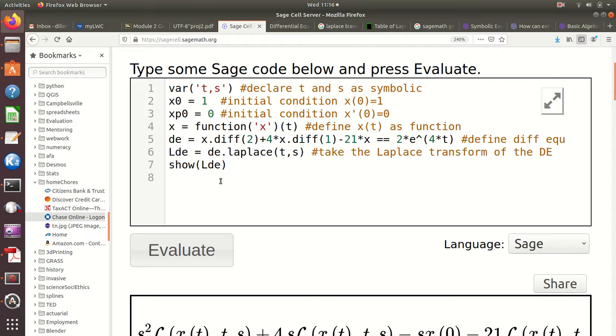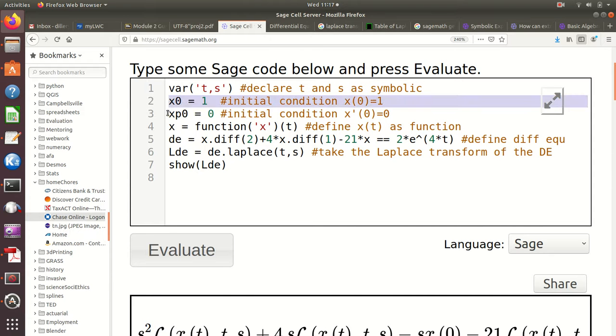Now let's solve that same differential equation using Sage. So I've got it started here. I'll go back and forth over here to the whole thing, but I'll add things a little bit at a time. So here I've simply defined t and s. T is our independent variable when we are talking about x of t, and s is our independent variable when we're in the Laplace transform space, and we'll need both of those.